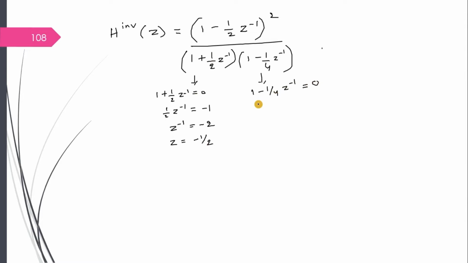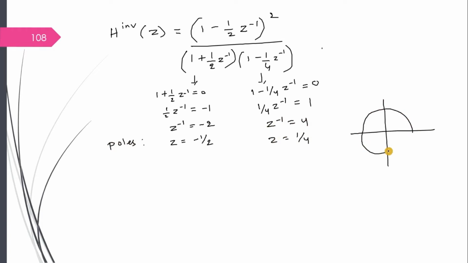So 1 by 4 Z inverse is equal to 1, because if this goes to the other side it becomes minus 1, minus and minus cancel, so I get it as 1. Z inverse is equal to 4, Z is equal to plus 1 by 4. So these are the poles. Once you get the poles, just find out where these poles exist.